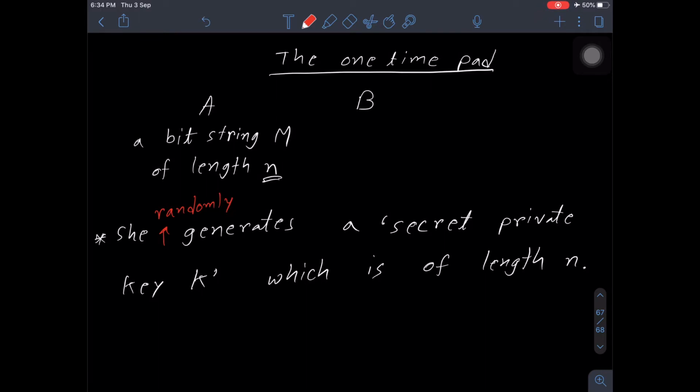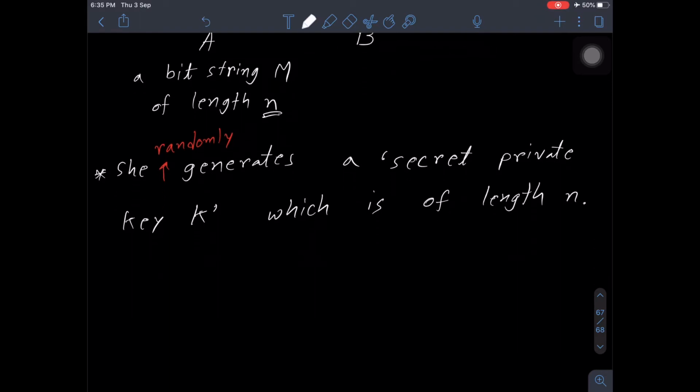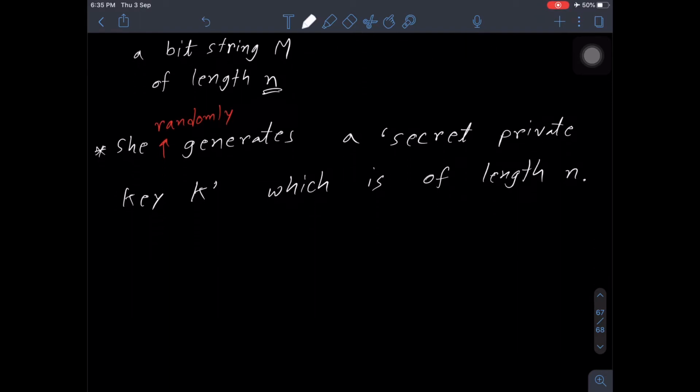So now it is a random secret private key. All the bits in this key are random. That is what is meant. These are also classical bits. All right, there's nothing quantum yet. So what Alice does is that she encrypts her message.